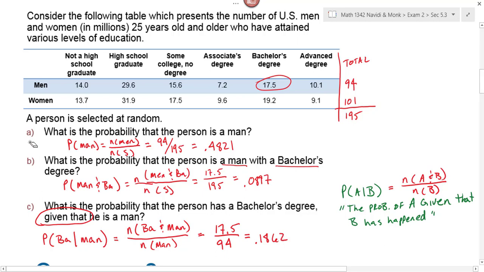Do you see the difference between these three probabilities? The first one is just a straightforward probability. The second one is the probability of a compound condition. Both of these things had to happen. The third one is a conditional probability. This is new. Can we try one more?